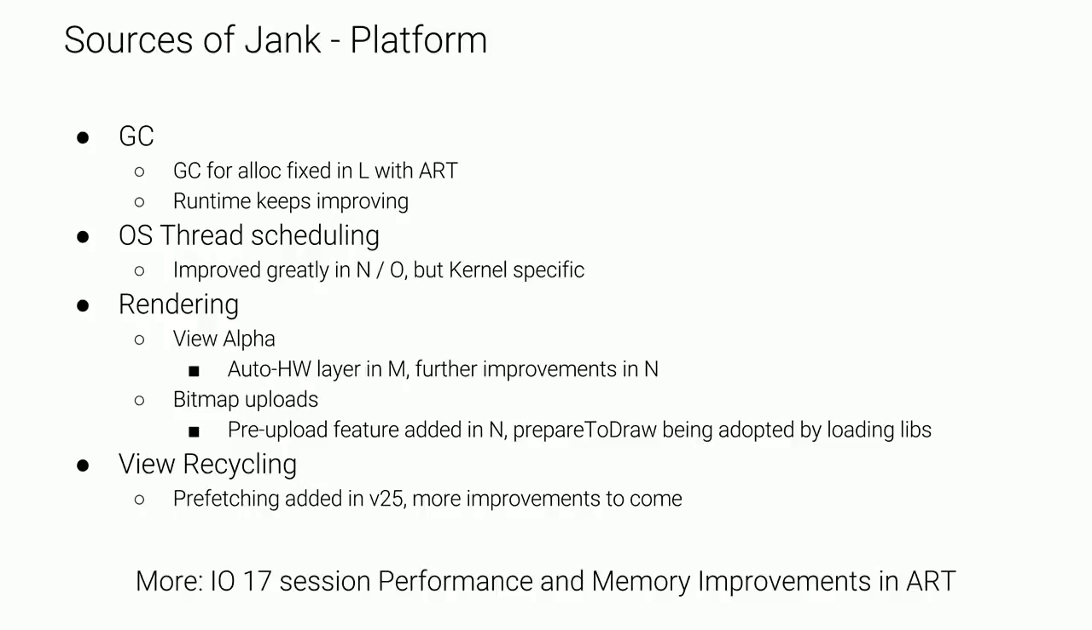And you can go back and watch the recording of the ART session from this I/O if you want to learn more about what ART has been doing. But I wanted to go through all of those because I think that tells you a lot about how the platform has been improving and trying to get to the point where the only sources of jank in your application are ones that you can solve. So let's talk a little bit about some of the sources of jank that might happen because of something that's going wrong inside your app. And there are a lot of them, but let's just go really quickly.